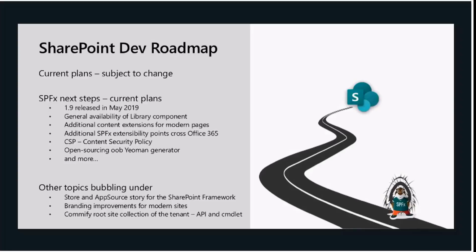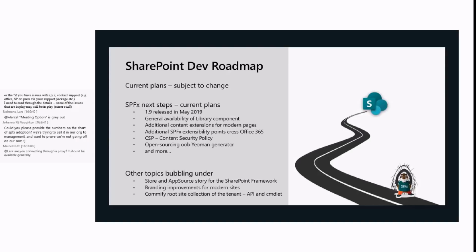We have three big conferences in May: Microsoft Build in Seattle, the SharePoint Conference in Las Vegas, and the European Collaboration Summit in Wiesbaden, Germany, which is near Frankfurt. We are looking into general availability of the library components, which are now in preview, which is really cool. Also additional content extensions for modern pages, so additional SharePoint Framework extensions to overwrite, let's say, navigation nodes or navigation elements, or the whole navigation and so on.